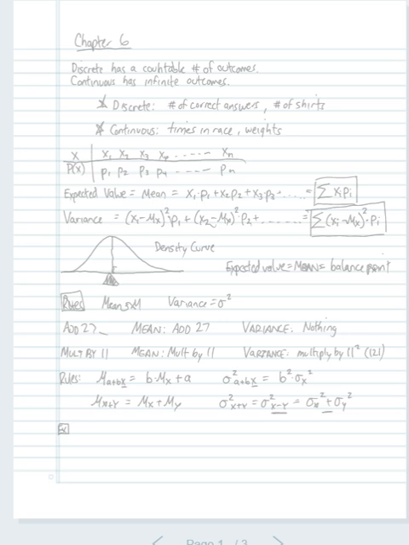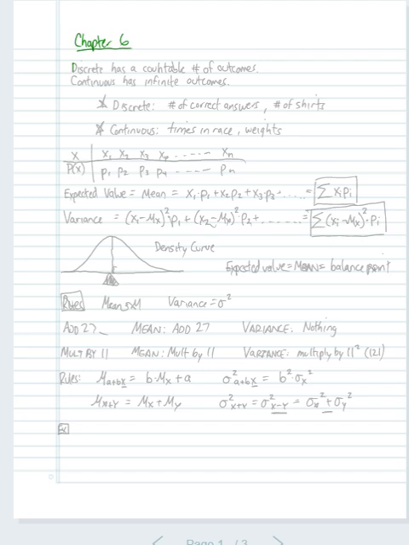Okay, let's get going on the Chapter 6 review, which is on the topic of discrete and continuous random variables. In fact, the first part of the notes is to understand the difference between a discrete and a continuous random variable. And so the difference between the two has to do with the possible outcomes for the variable.